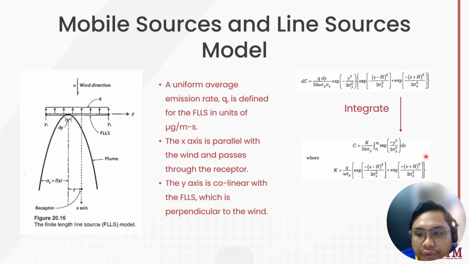C equals K over 2 pi sigma y, integrated from y1 to y2 of exponent of negative y squared over 2 sigma squared y, dy, where K is the constant. The reason for leaving the quantity 2 pi sigma y out of the constant K will become obvious shortly.